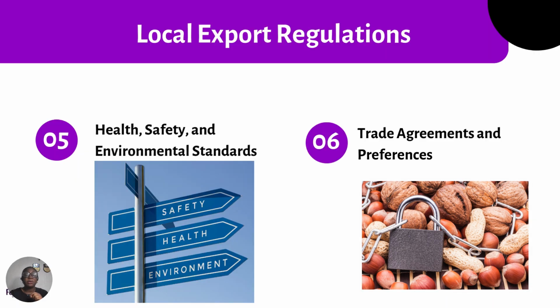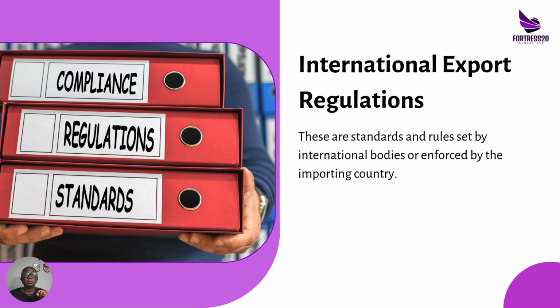Number five, health, safety, and environmental standards. Goods must comply with domestic safety and environmental standards before being exported. Number six, trade agreements and preferences. Countries may have trade agreements, which are preferential trade agreements that offer benefits like reduced tariffs, but only if the exports comply with rules of origin and other provisions.